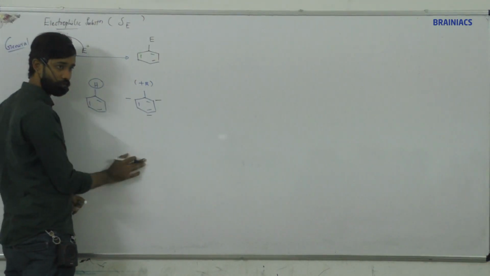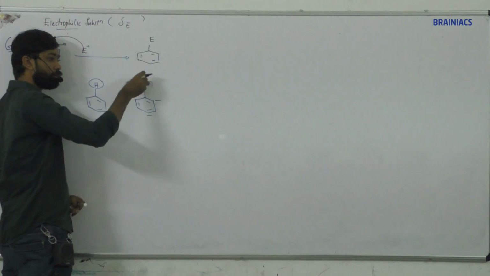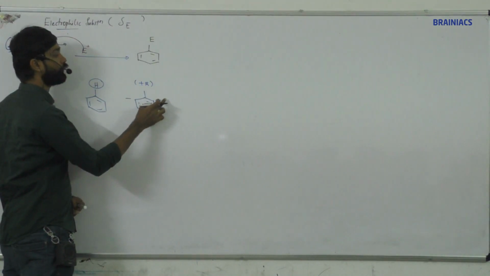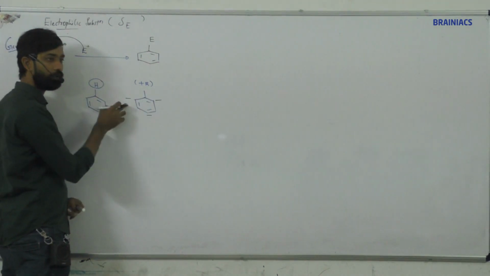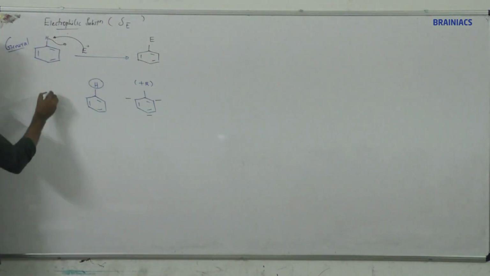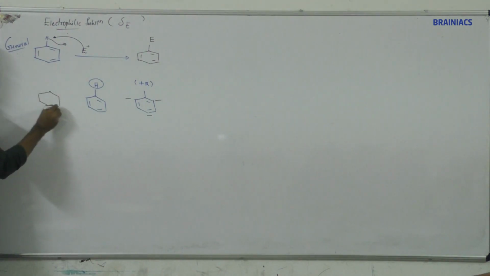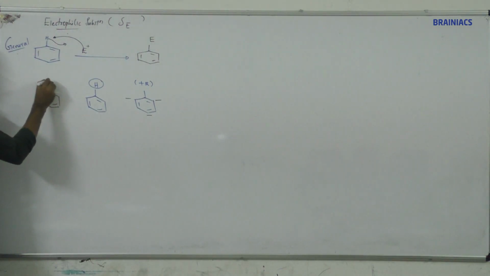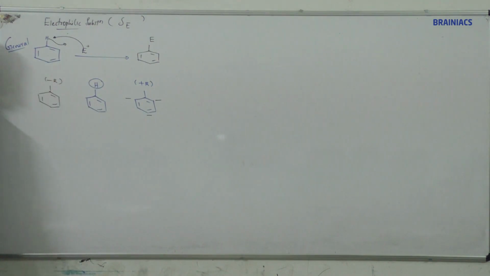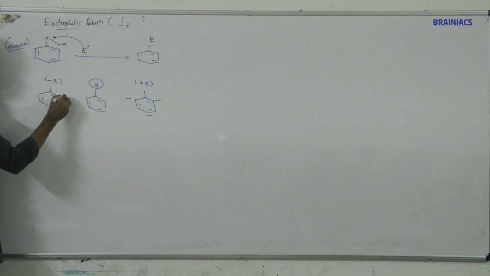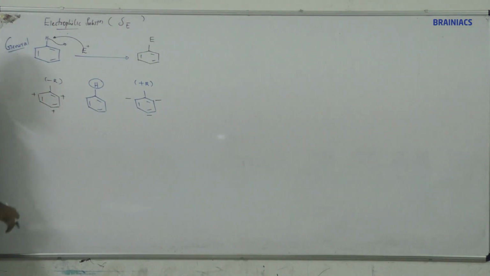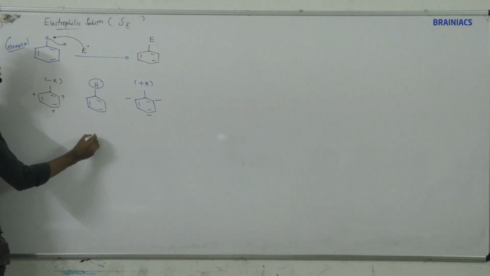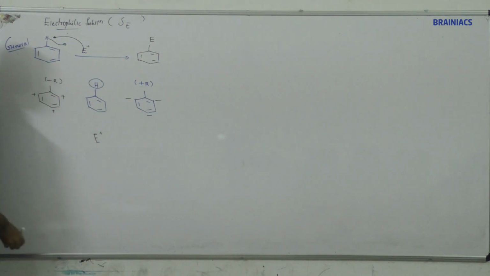You know +R resonance. So there will be a donation to the ring, so we can feel extra negative charge compared to benzene at the ortho-para positions. If that very same H is replaced by a -R group, which withdraws electron density from the ring, the impact will be electron deficiency at the ortho-para positions. So if you have an electrophile, ready?